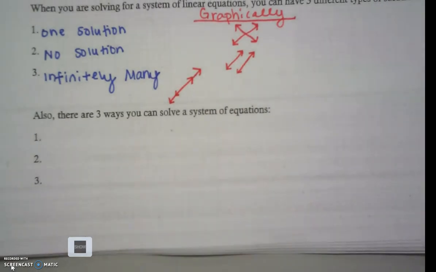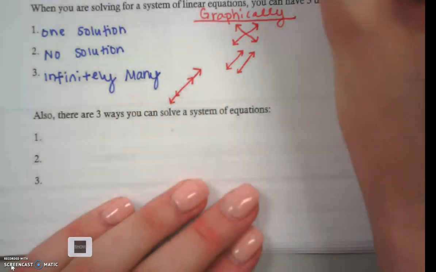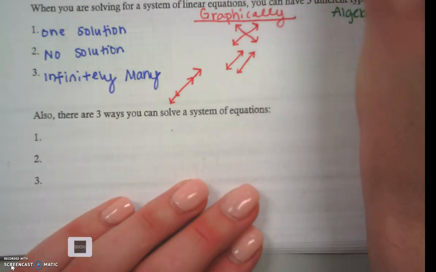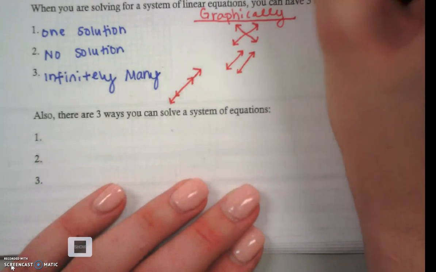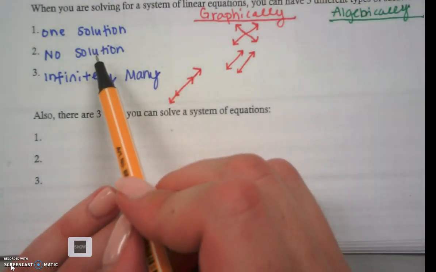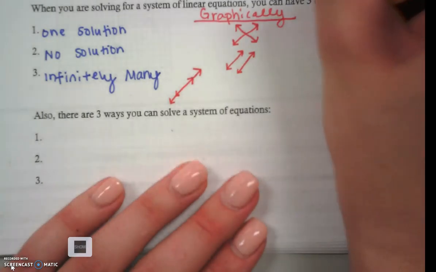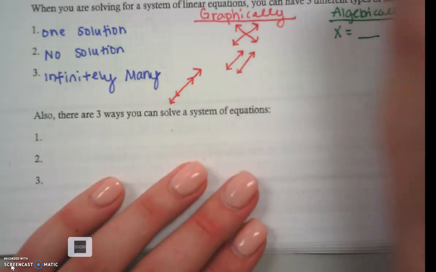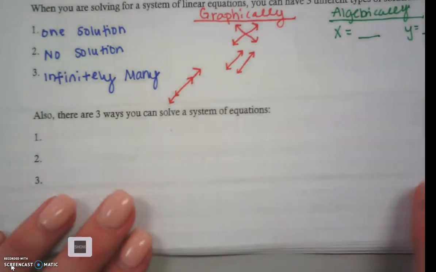We can also find solutions algebraically. So I'm going to make this little thing up here, algebraically. All right, when we have one solution algebraically, that means we're going to get an x value and a y value. Okay, we're going to get an ordered pair. We're going to get a solution of x and y.